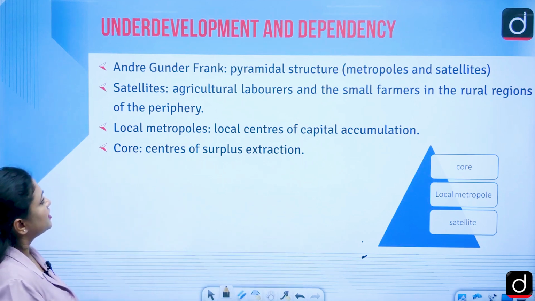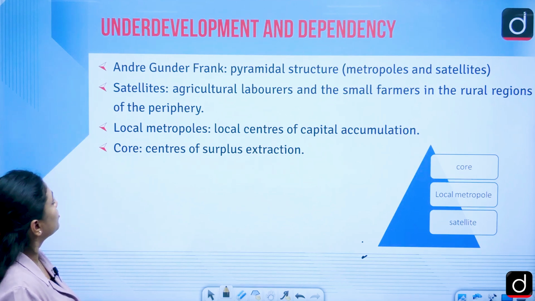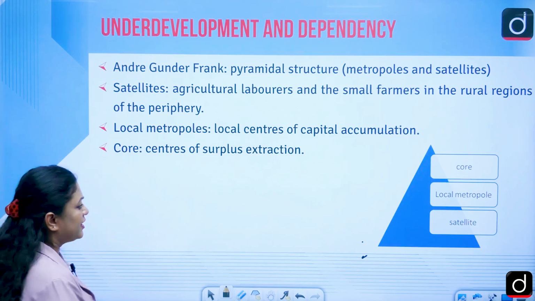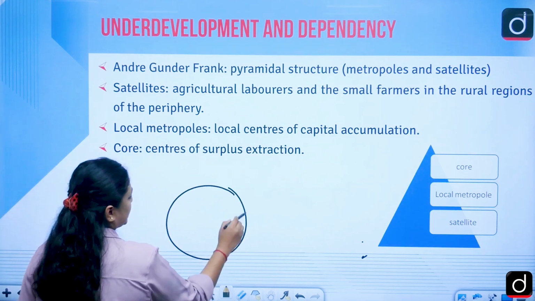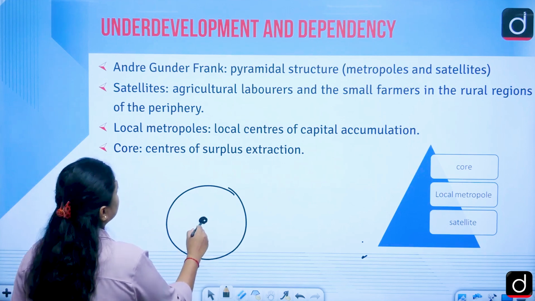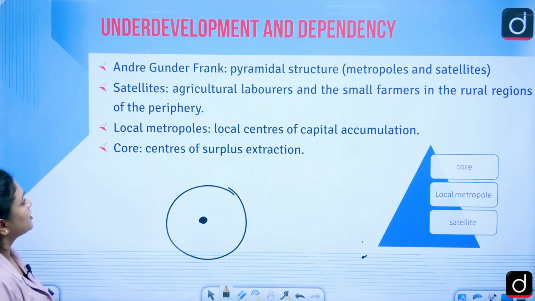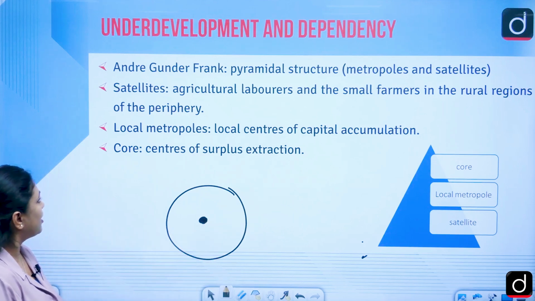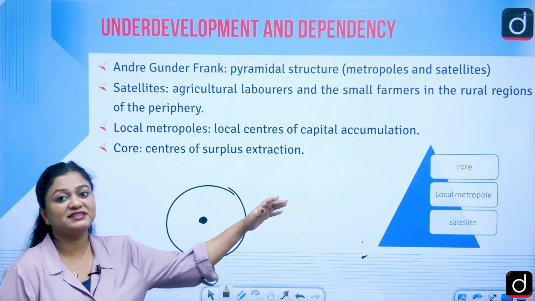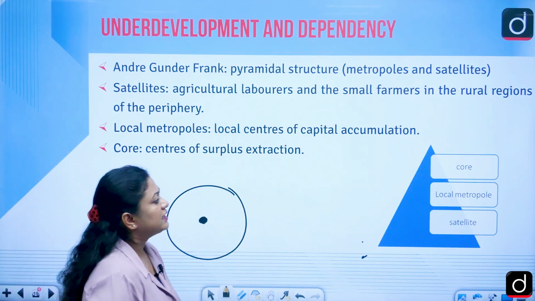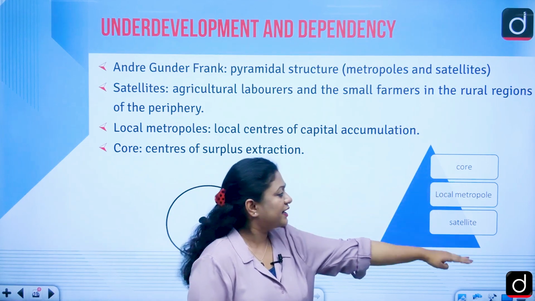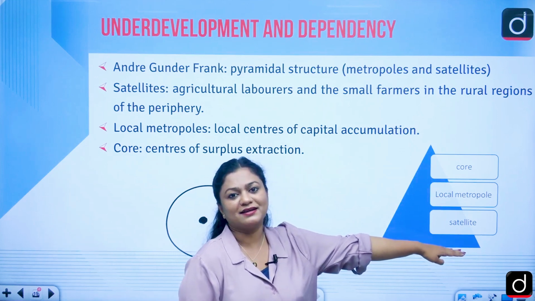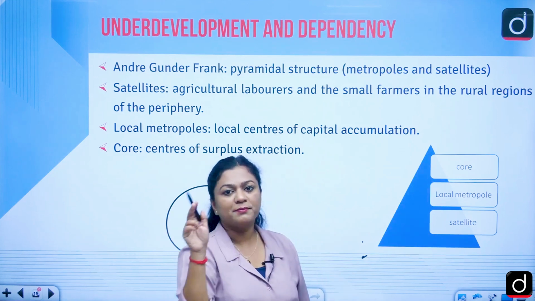Satellites are the agricultural laborers and the small farmers in the rural regions of the periphery. This is the peripheral countries, this is the core country. Local metropoles are local centers of capital accumulation. Then you have the core, the centers of surplus extraction, and they develop by exploiting the states in the satellite, that is, those countries in the peripheries.